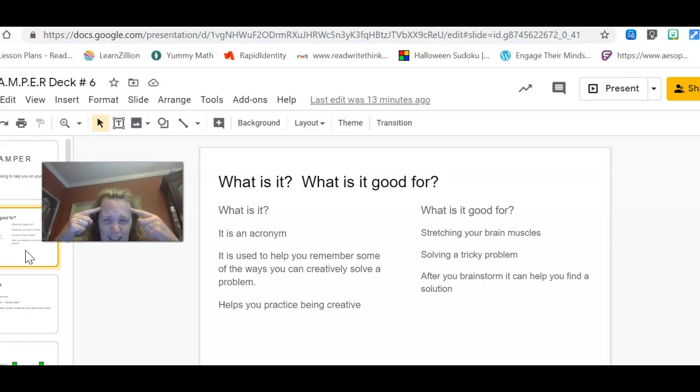What's it good for? That's our next question. It helps you stretch your brain muscles. It helps you solve tricky problems. And after brainstorming, it can help you find a really good solution. So let's get on to the parts of Scamper.